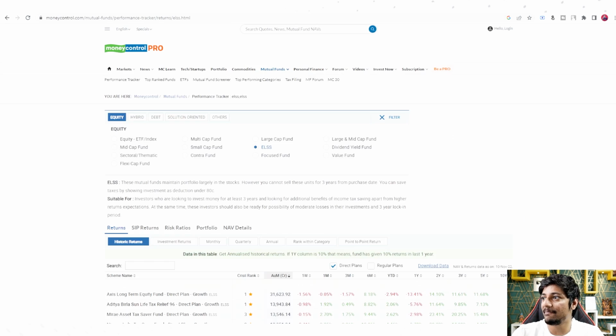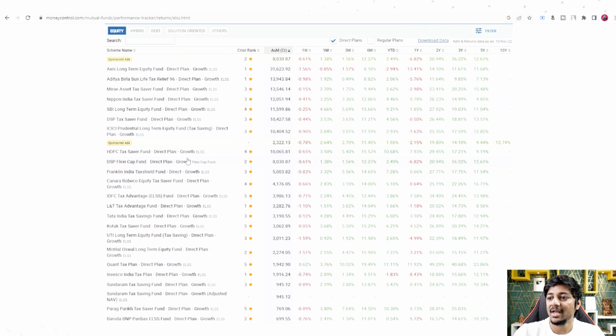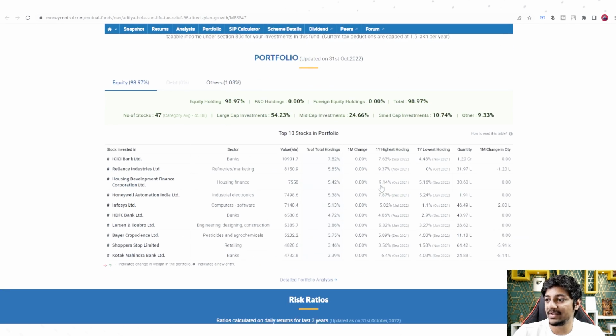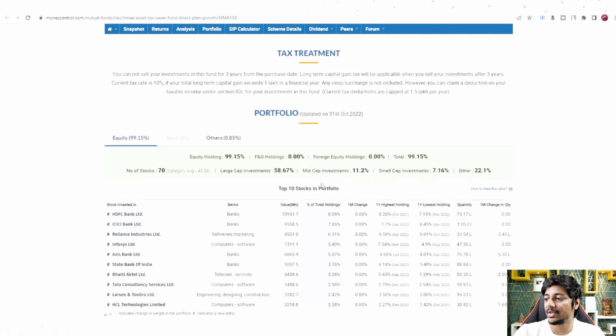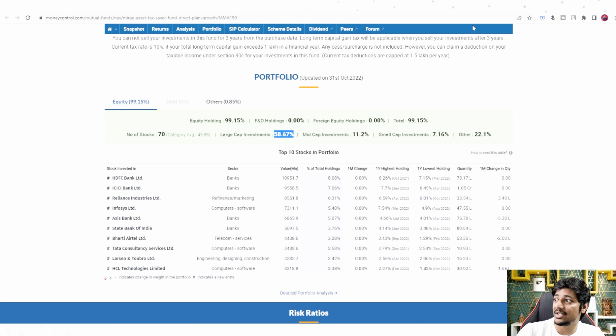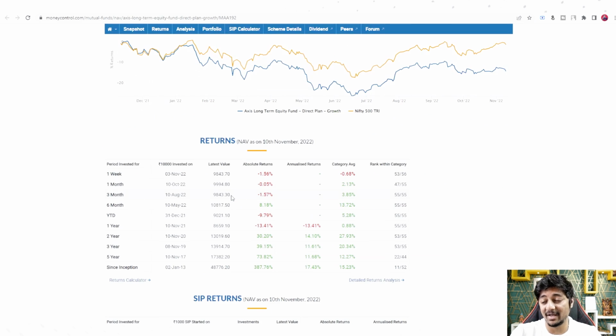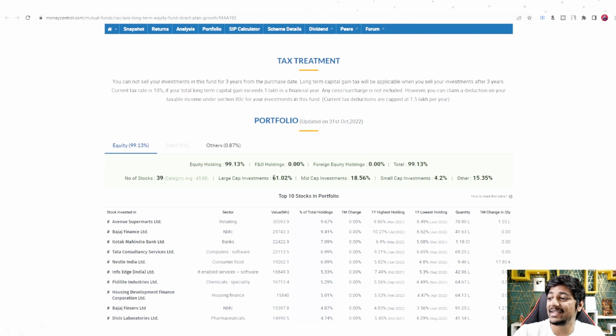Now, if I show you an example, if I just go to moneycontrol.com right now, click on ELSS and sort it according to AUM, you'll see the top three, Axis, Aditya and Mirae, right? If I open Aditya over here and go down, most of the allocation is large cap, which is 54%, and then mid cap and small cap is the next half, right? If I look at Mirae Asset over here, same thing, 58% in large cap, 11 and 7% in small cap and mid cap, and other is 22. If I look at Axis, which is now the highest in AUM, again it has 61% allocation in large cap.